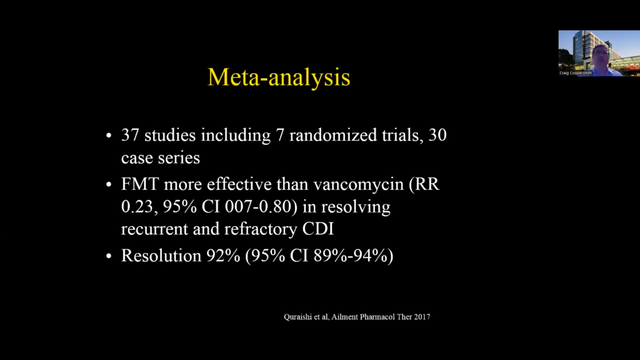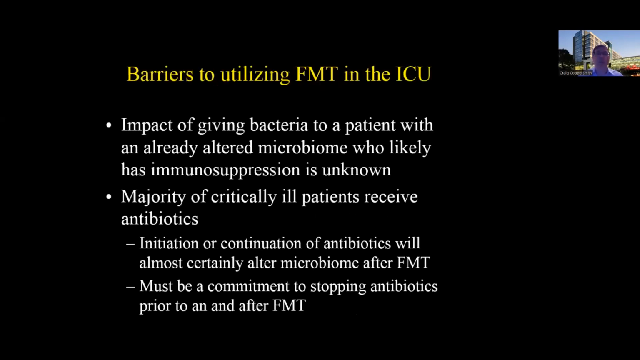And since then, here's a meta-analysis looking at 37 studies, including 7 randomized trials and 30 case series. And stool transplant was more effective than vancomycin, with a relative risk of 0.23 in resolving refractory and recurrent C. diff. There's literally nothing that we do in medicine that I can think of that has a relative risk of 0.23, which is frankly remarkable, and a resolution of 92% as opposed to 20 to 30%. So why isn't this standard of care in the intensive care unit?